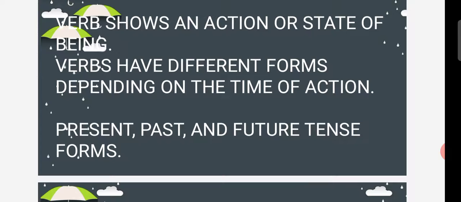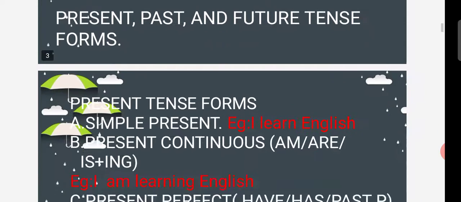Playing, play, I play cricket. Play becomes present tense. If it is yesterday, I say I played cricket, so played. If it is in the future, I say I shall play cricket, shall play. So depending on the time, the form of the verb changes. That you should keep in mind. So present, past and future tense forms. So we have mainly three tense forms. Accordingly, the verb in the sentence changes.